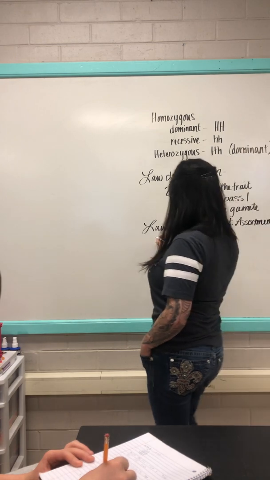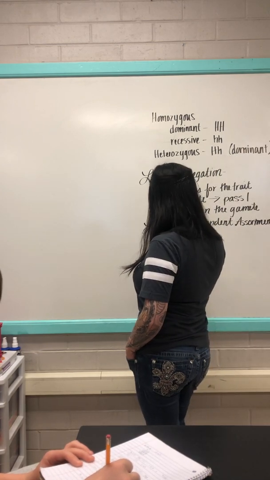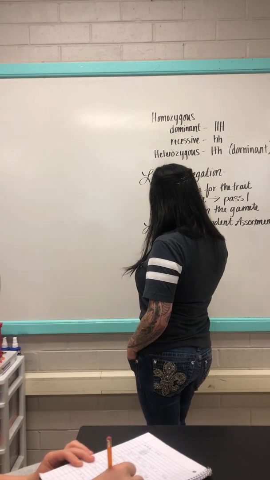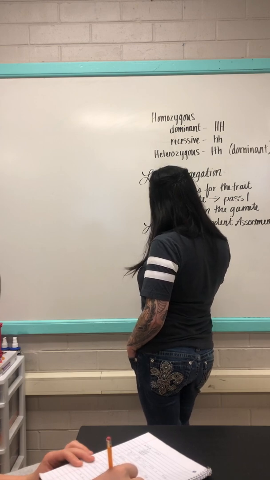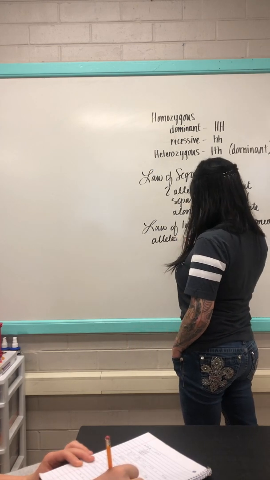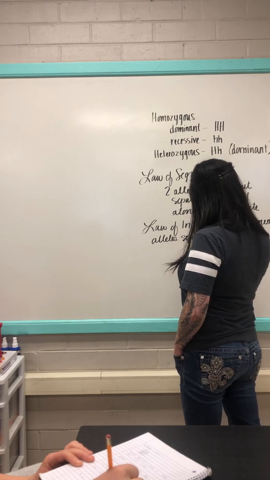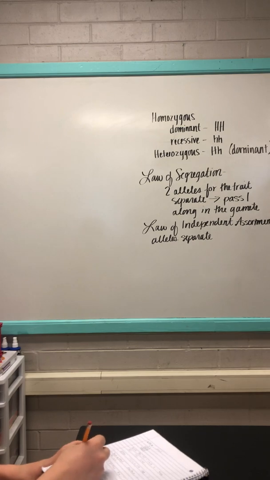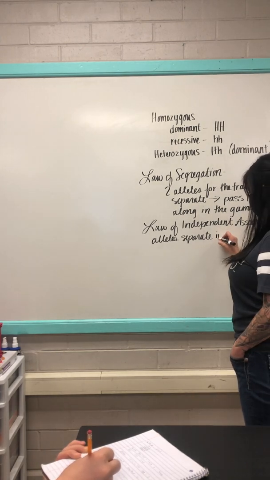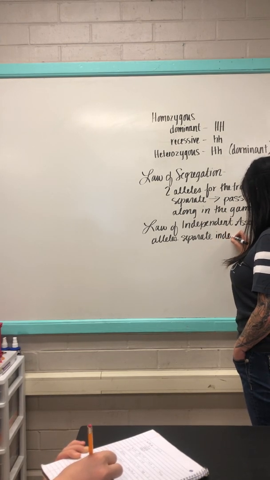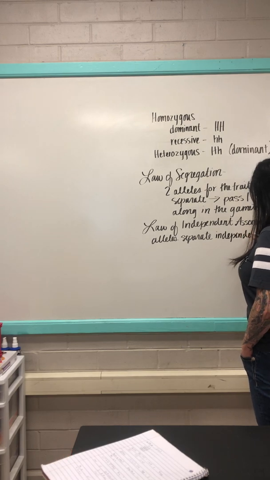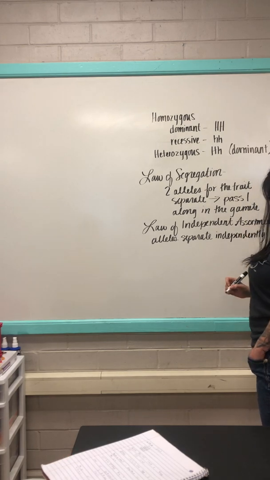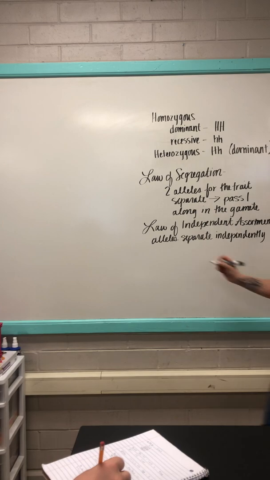So the law of independent assortment says that alleles separate. So this will be during the formation of sex cells. So this will be during what? Mitosis or meiosis? Meiosis. So the alleles separate independently when forming gametes.